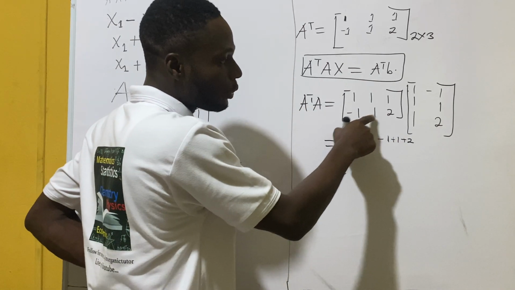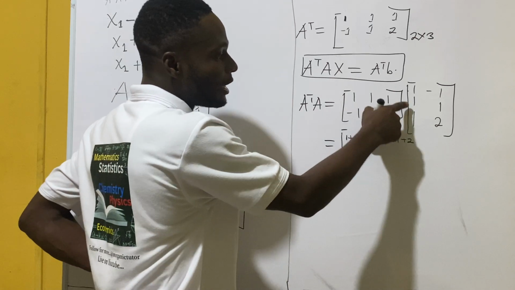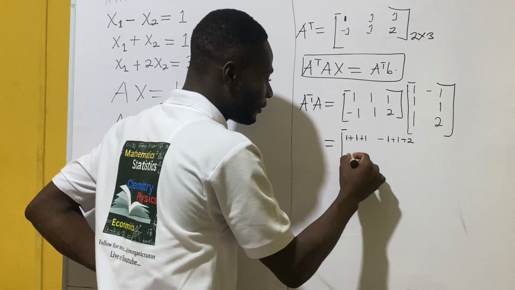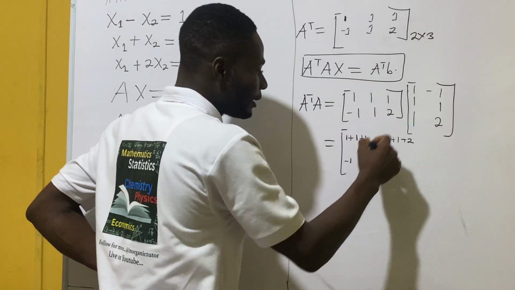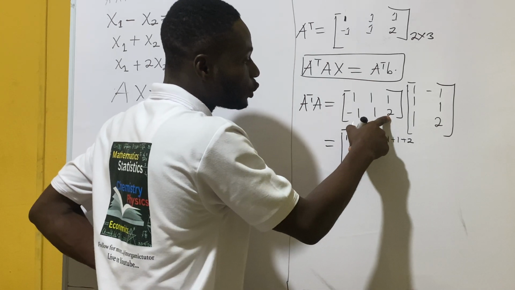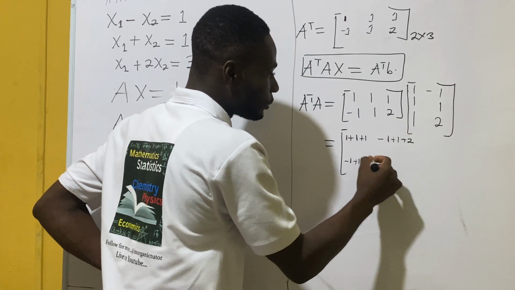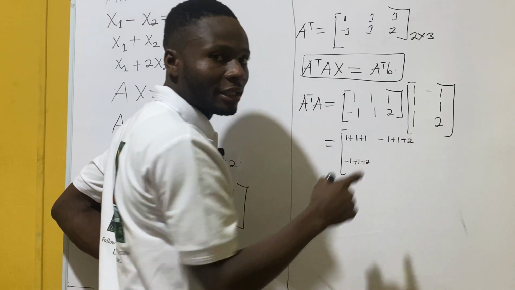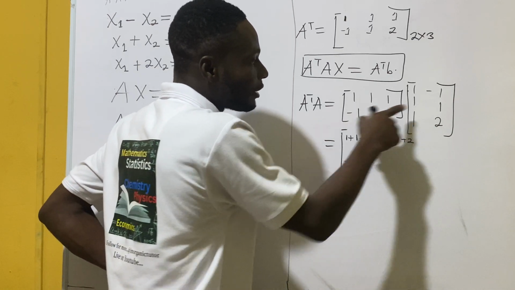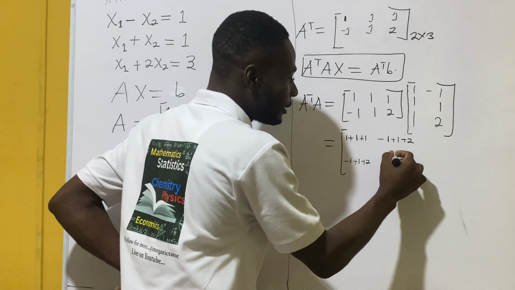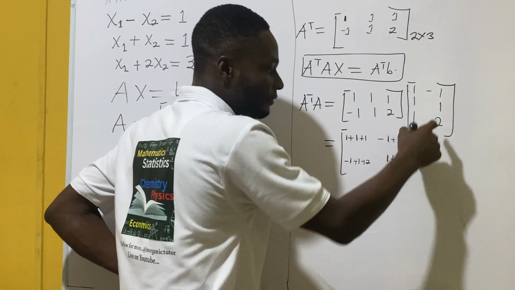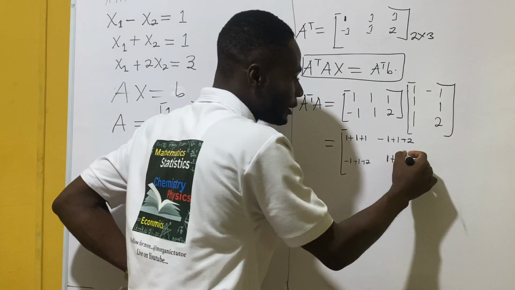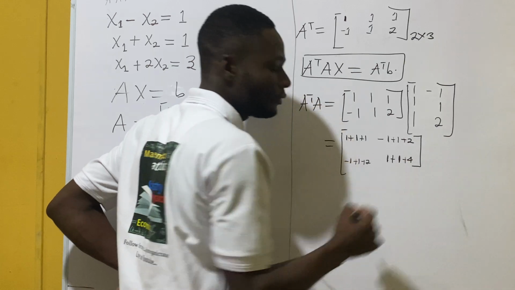So we take the second row, that also distributes to the first column. So 1 times -1, that is -1. 1 times 1, and that is +1. 2 times 1, and that is +2, right? Then we take the second row again, distribute it to the second column. So -1 times -1, that is +1, plus +1 times +1, that is +1. Then plus 2 times 2, that is going to be 4, right?